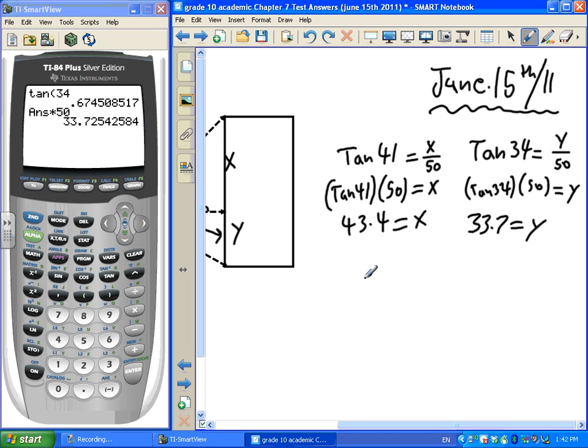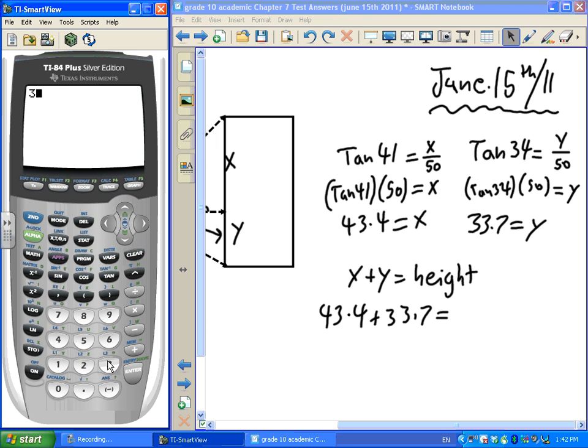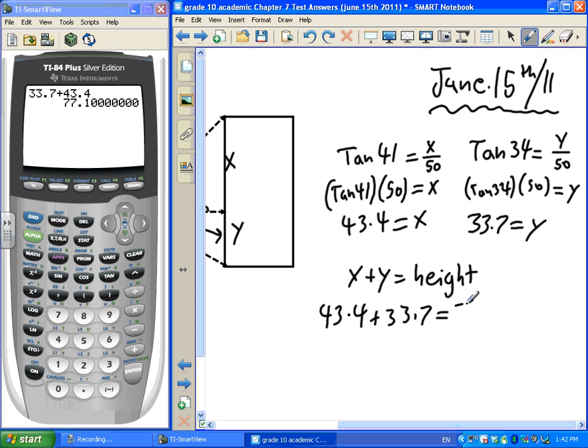Now, to find the actual height of the building, we have to make another equation. X plus Y will be the height of the building. So X plus Y equals H, or height of the building. We're going to substitute in 43.4 plus 33.7 is equal to, and we'll put that in our calculator. It's going to be 77.1.